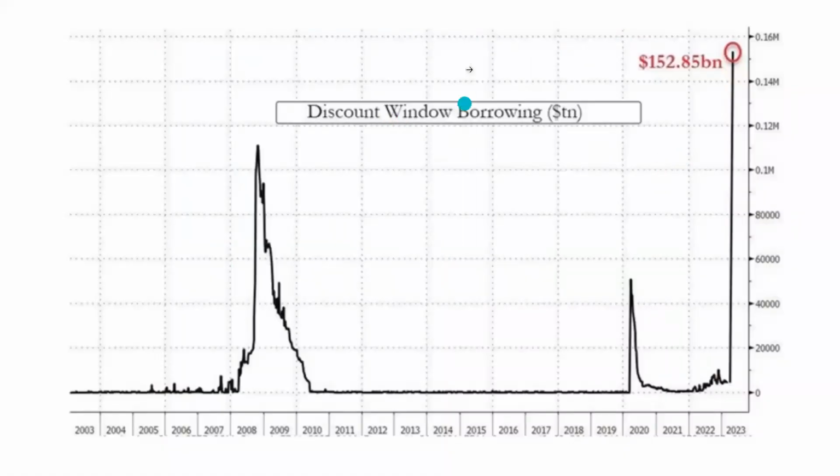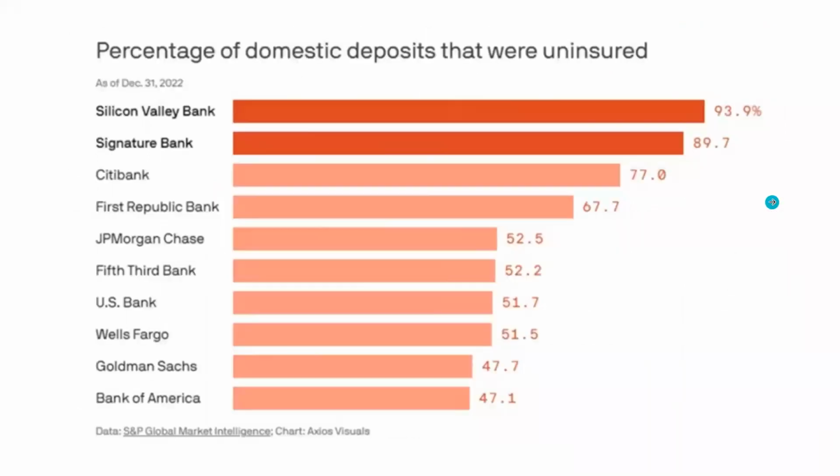Now, the discount window borrowing has actually skyrocketed, guys. It's gone completely vertical. Okay. It's at $153 billion pretty much. You can see it's way higher than the previous financial crisis right here, just completely skyrocketing. And this is causing a lot of worry and a lot of fear.